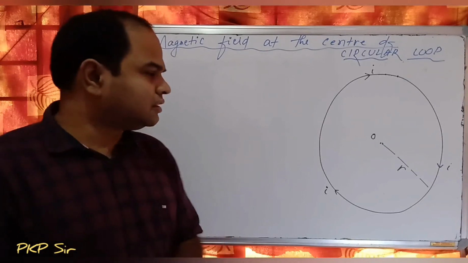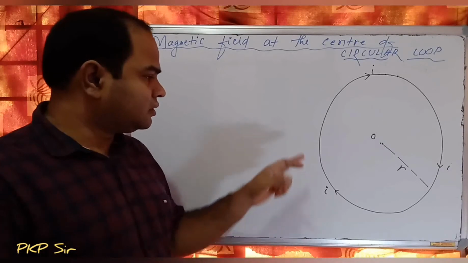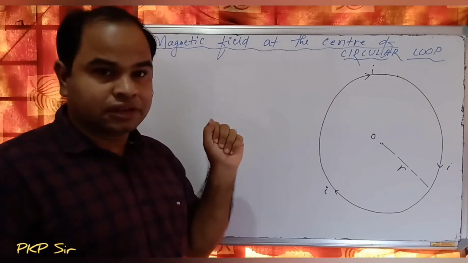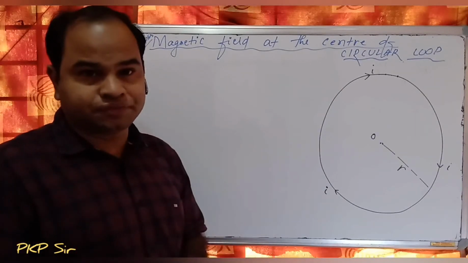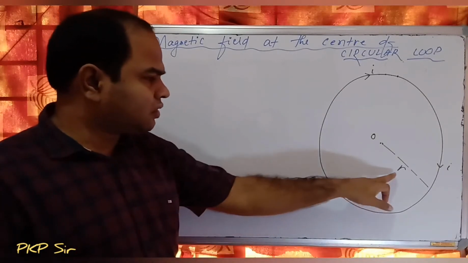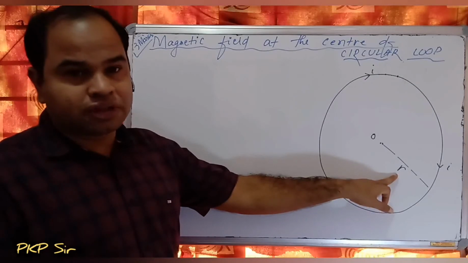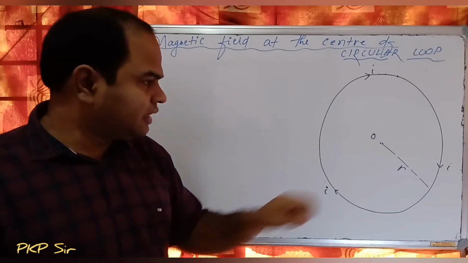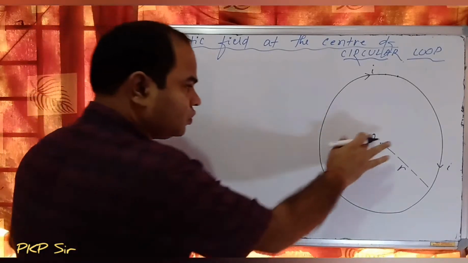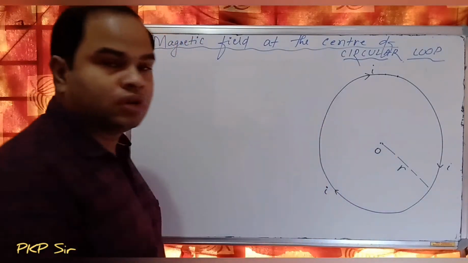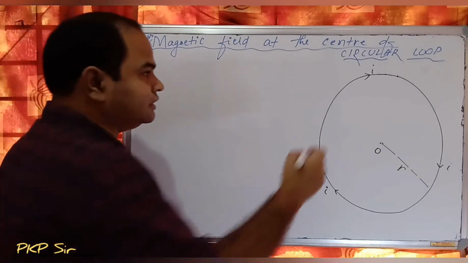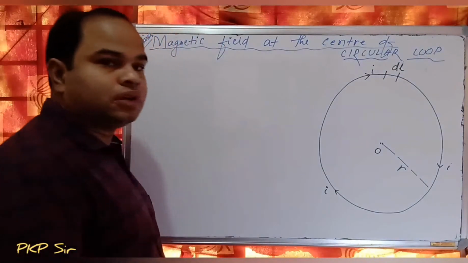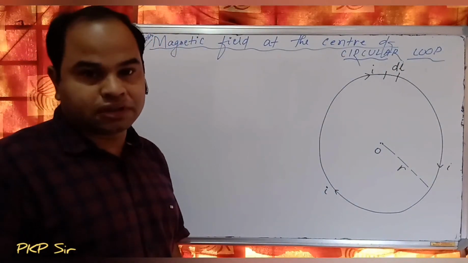For that, let us consider a circular current carrying conductor carrying current I in clockwise direction. Let the radius of the circular wire be R. To find the magnetic field at the center, that is O, let us take a small length dl of this conductor.